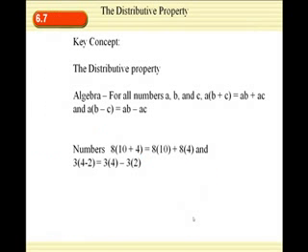So here's our distributive property. Algebra. For all numbers a, b, and c, a times the quantity (b plus c) is a times b plus a times c. So basically, let's use this word distribute. I'm distributing the a into the parentheses by multiplying. Since there's nothing between the parentheses and the number, it means to multiply. A times b, a times c. If it's subtraction, you just go a times b minus a times c.